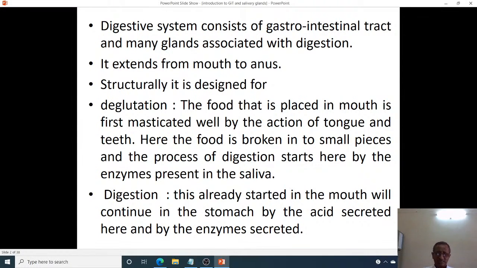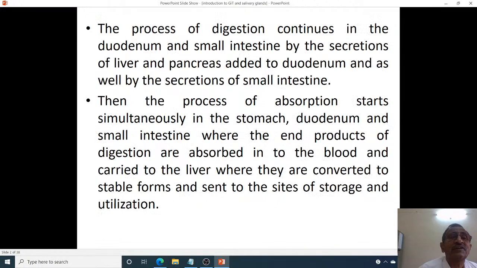Now the second part is digestion. So digestion has already started in the mouth, and it will continue in the stomach by the acid secreted here and by the enzymes secreted here. So in the stomach we have secretions of the acid and enzymes which continue the process of digestion.